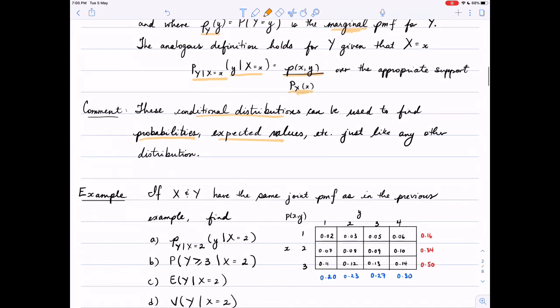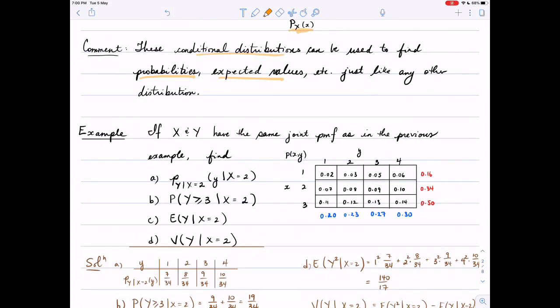So if we continue with our example, with the same PMF as above, now let's find the mass function the other way around. Let's find the probability P sub y given x equals 2 of y given x equals 2. And then let's use that to calculate a probability, the probability that y is greater than or equal to 3 given x equals 2, a conditional expected value, the expected value of y given x equals 2, and a conditional variance. So let's go ahead and do all of that.